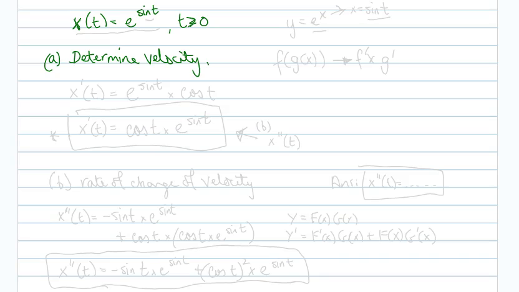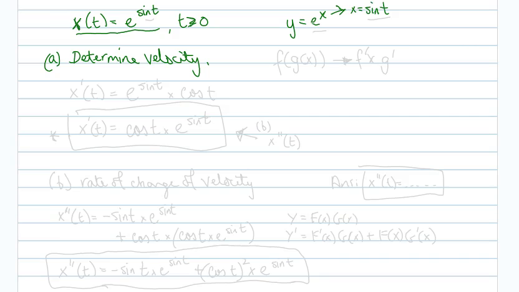Okay, so now velocity is the rate of change. So velocity is the same as the derivative. So what we have to do is figure out what the first derivative of this is. So differentiate. Basically all we have to do here is differentiate that. Okay, so we've got this function e to the power of sine t, which looks very much like a chain rule, right? So we've got y equals e to the x, but x itself is sine t.